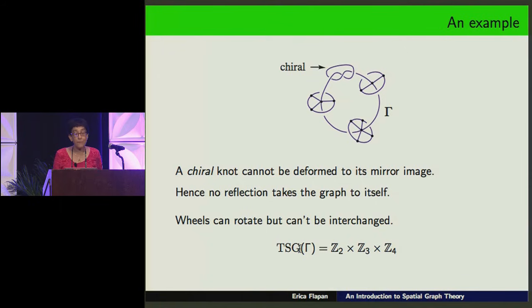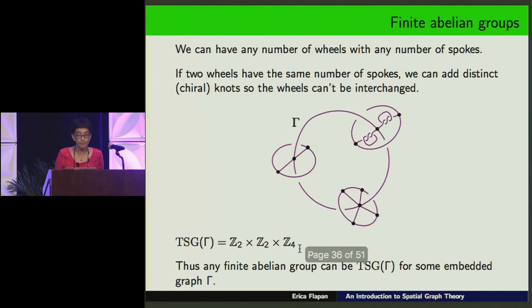So here is a graph. It has a chiral knot. That is a knot that can't be deformed to its mirror image. And so the existence of that knot means that there are no reflections of this graph to itself. So the only thing that can happen is that the wheels, these circles, can rotate. They can't be interchanged because they have different numbers of rungs. So you can prove from this that the topological symmetry group, the automorphisms that are induced by homeomorphisms, is just Z2 cross Z3 cross Z4, representing the individual rotations of each of the wheels.